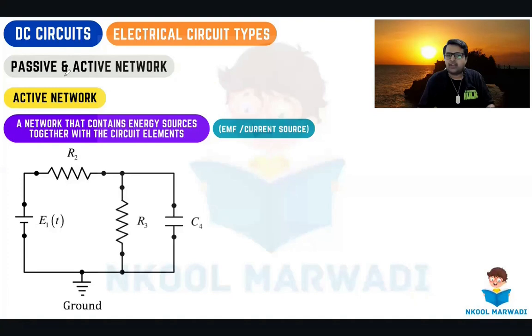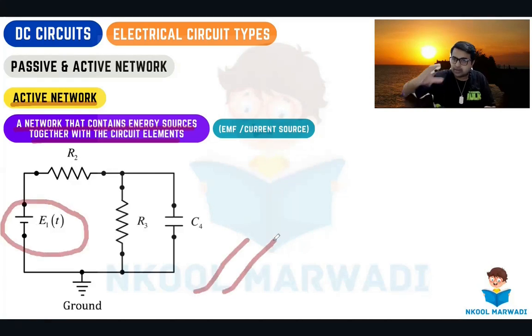Okay, students. Similarly, we have passive and active networks. If I talk about different types of DC circuits, we have active networks and passive networks. So what are active networks? A network that contains energy sources together with the circuit elements. Very easy to understand. If in any electrical circuit you have an energy source, then for sure this is an active network, because this network is active. It means this network is getting continuous energy.